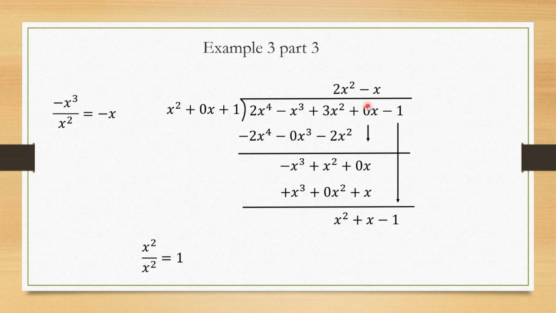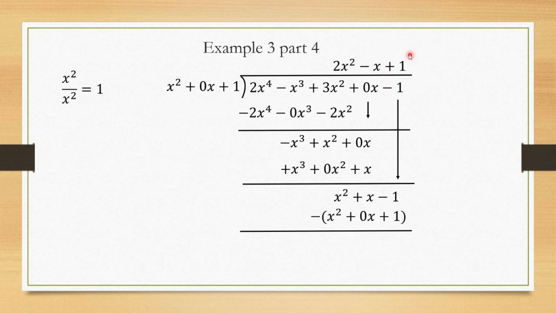Okay, so where does the 1 go? Well, 1 goes above its like term. It's going to go above here, right? As you can see, because the 1 is above the negative 1. Then we multiply. So we have 1 times this, which is just x squared plus 0x plus 1. We subtract it. So we get that. We subtract it.